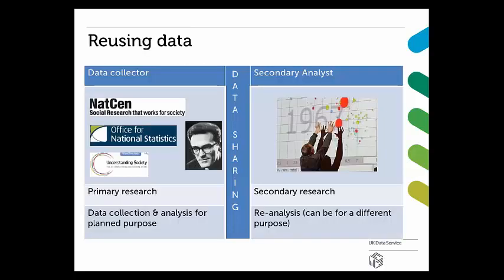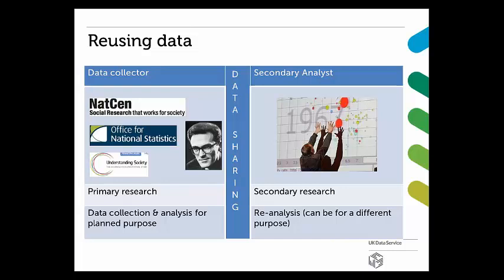To start off with reusing data: through many different methods, data useful for social researchers is continually being collected, and many data collections are then archived and made available for others to use in secondary data analysis. So data comes from data collectors, which may be research organisations such as NatCen, who lead on the British Social Attitudes survey, or official statistics organisations such as the Office for National Statistics. There are also large-scale academic projects such as Understanding Society, and then individual researchers. Here there's a picture of Peter Townsend, who did some very important research into poverty.